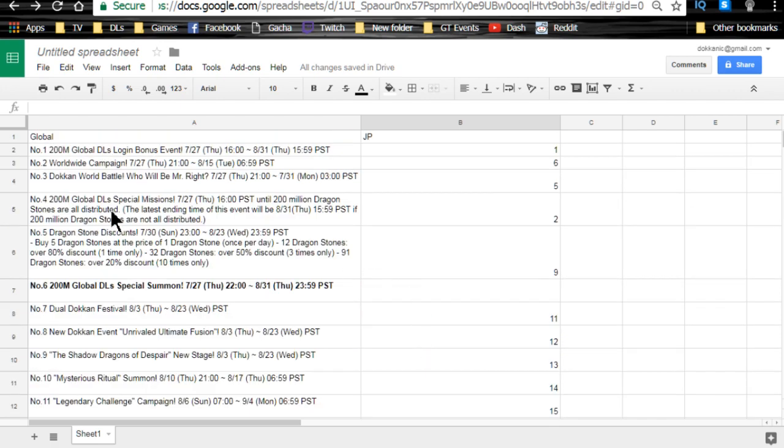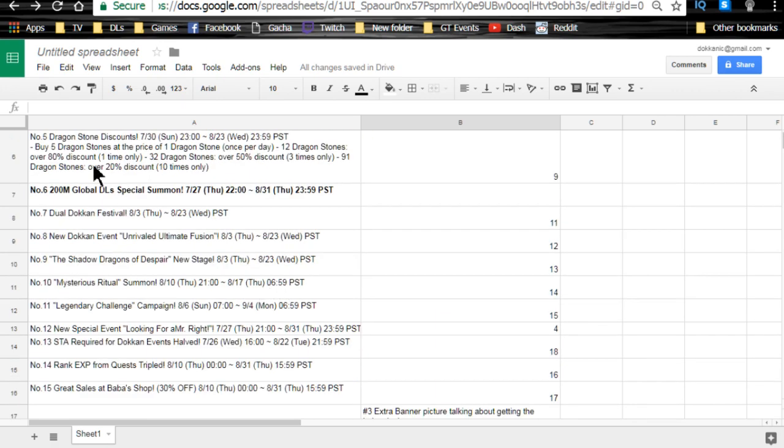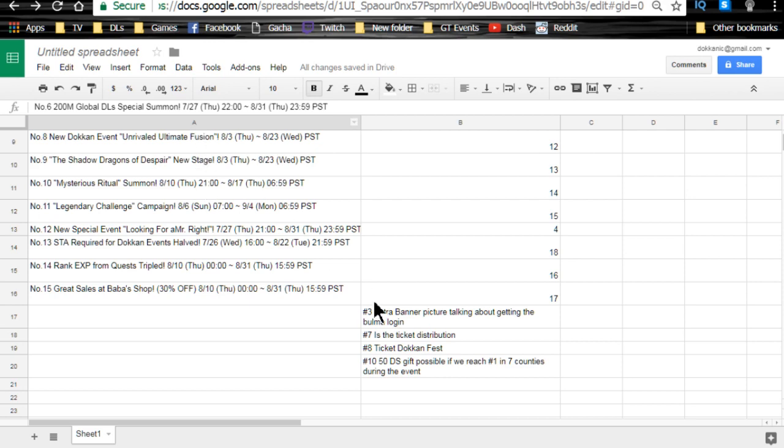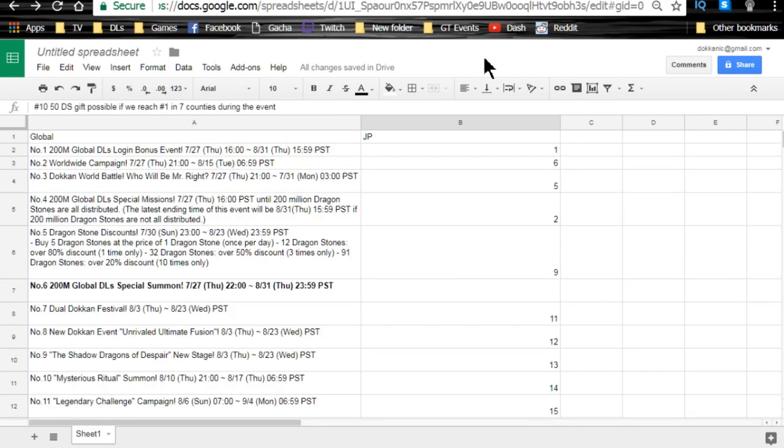So, essentially, Global gets everything that JP does except for this one special banner. And this one special banner that's coming up is either going to be for the LR Vegito, or it's just in place because they're getting the ticket banner. So, we'll find out. But that's it, guys. That's the entire 200 million global downloads that we currently have available.